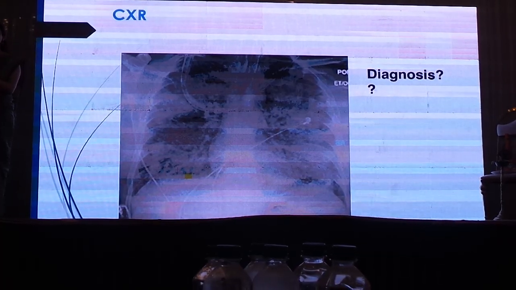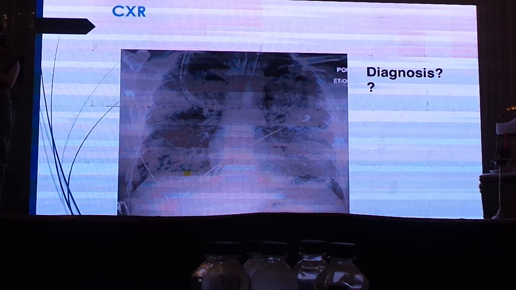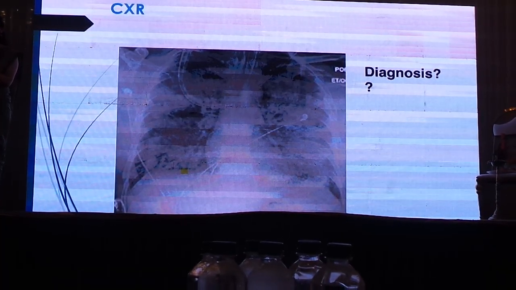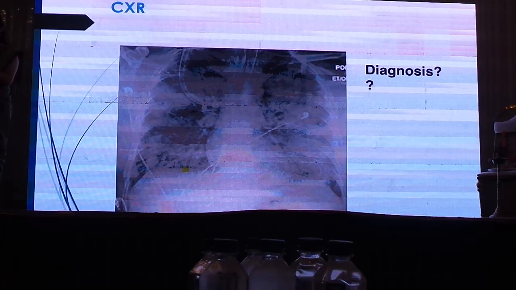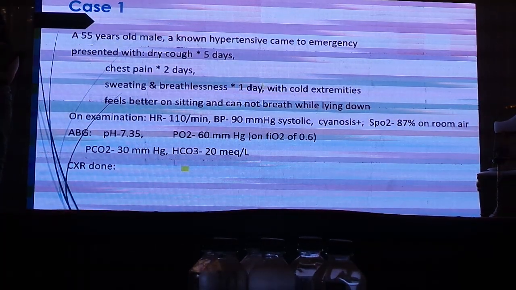So what do you think it is? What kind of respiratory failure is it? Can somebody answer? It will be good if we have a discussion here, because this is for us to understand. So it is... look at the ABG again. The PO2 is 60.